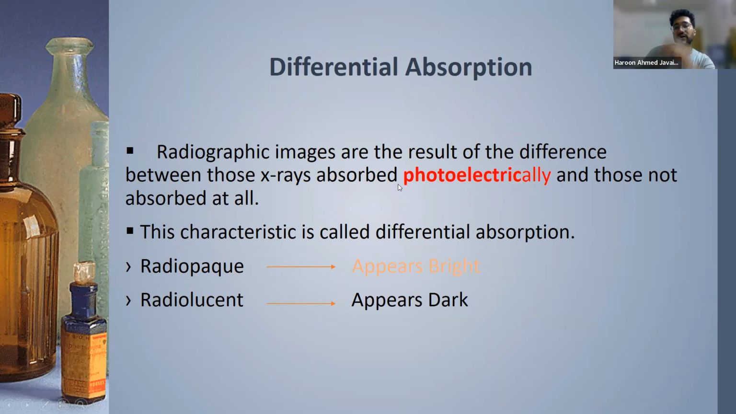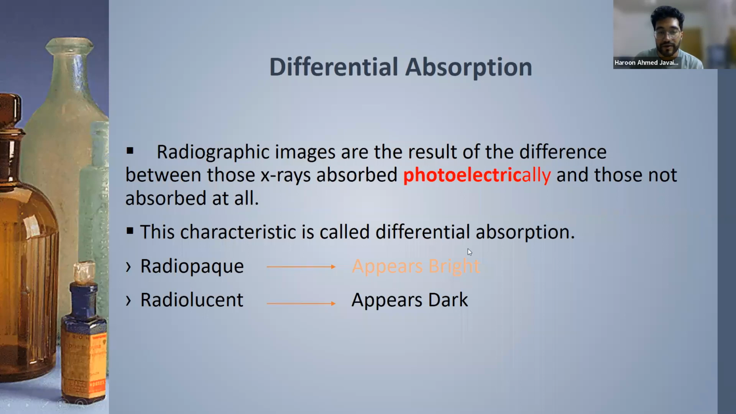Radiologic images are a result of the difference between X-rays absorbed photoelectrically and those that are not absorbed at all. Okay, so this is basically saying the same thing. Anything that you detect means that there was a photoelectric effect between the object and the X-ray. Cool.